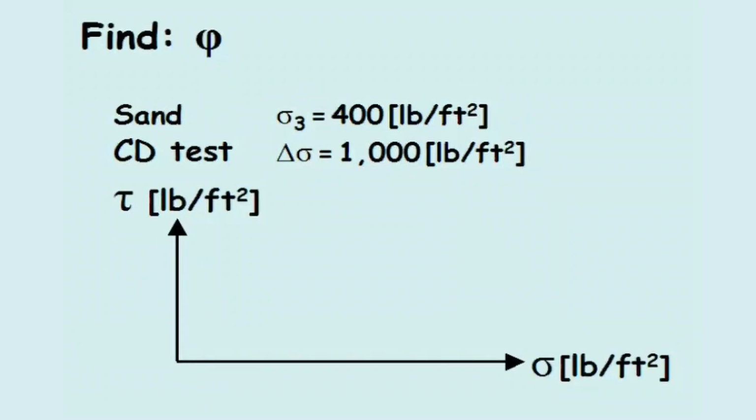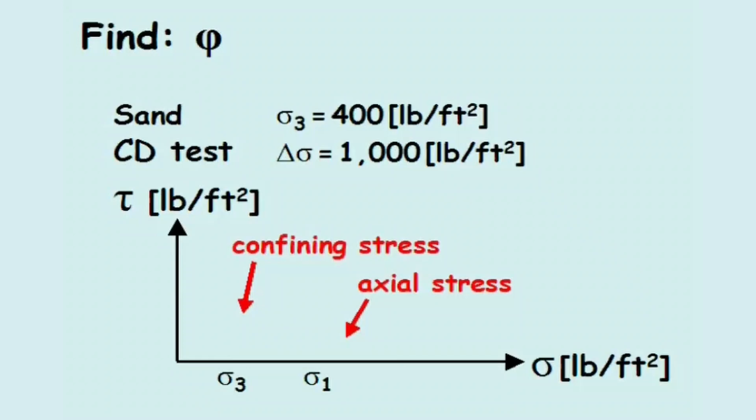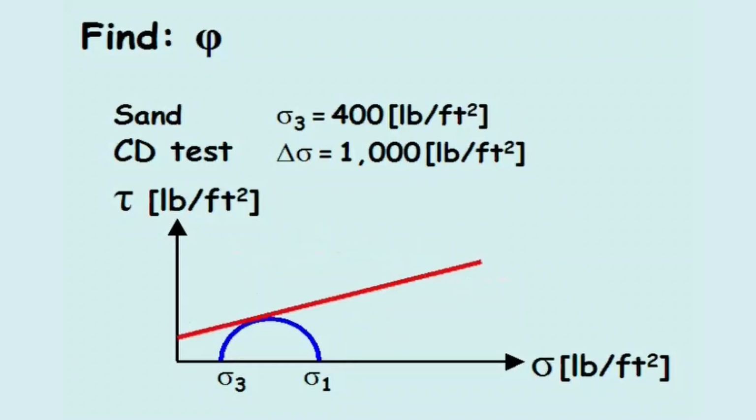In problems like this one, the confining stress, sigma 3, and the axial stress, sigma 1, are plotted on a horizontal axis and connected by a semicircle. A rupture line is then traced tangent to that semicircle, and the angle of internal friction is determined by measuring the angle between the rupture line and a horizontal line. This same angle is sometimes called the friction angle.